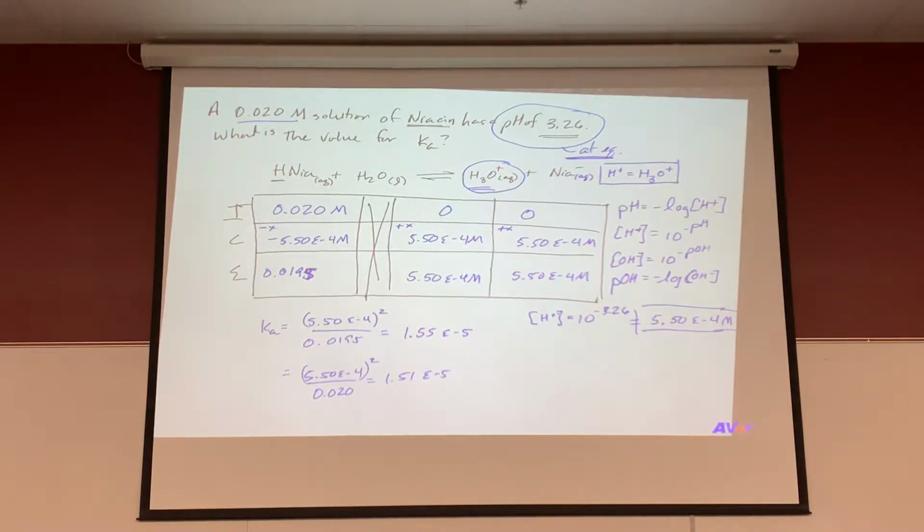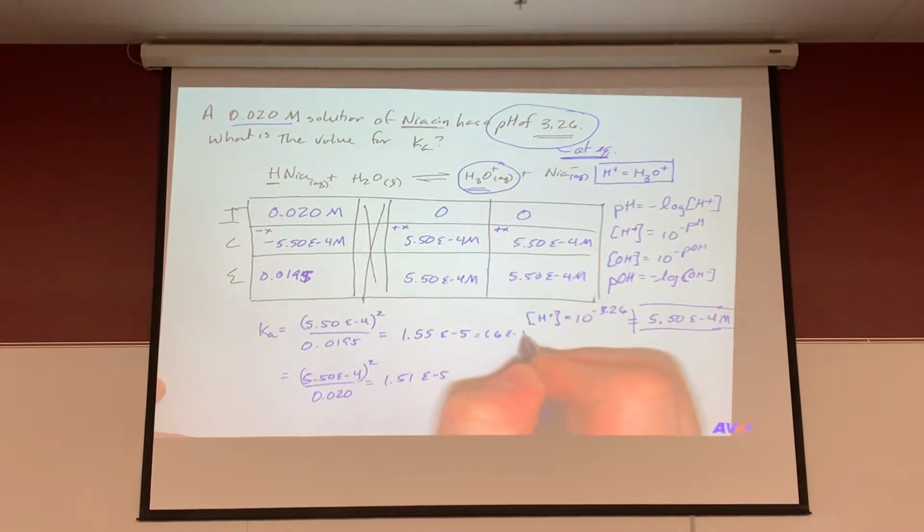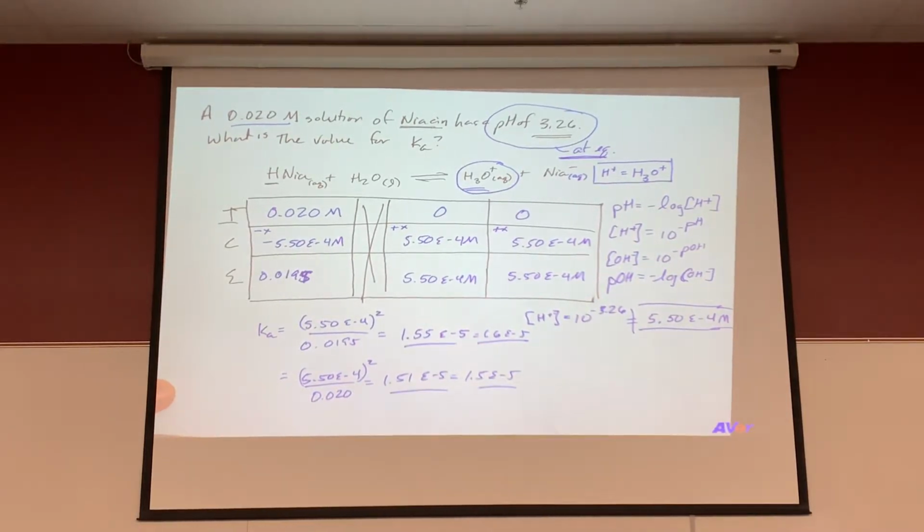Wouldn't it be 1.55 or 1.56? I got 1.55 times 10 to the negative 5. So if you're going two significant figures, then you get 1.6 times 10 to the negative 5. This way, 1.5 times 10 to the negative 5. Okay. Any other questions about that one?